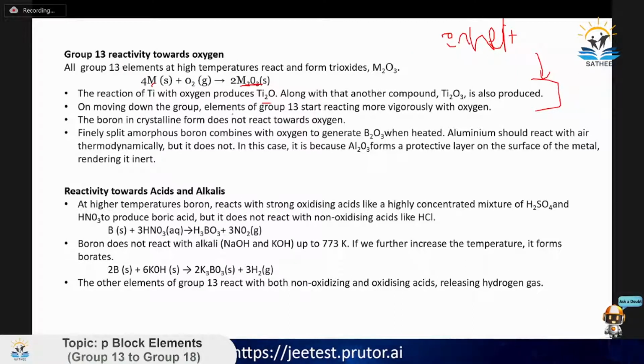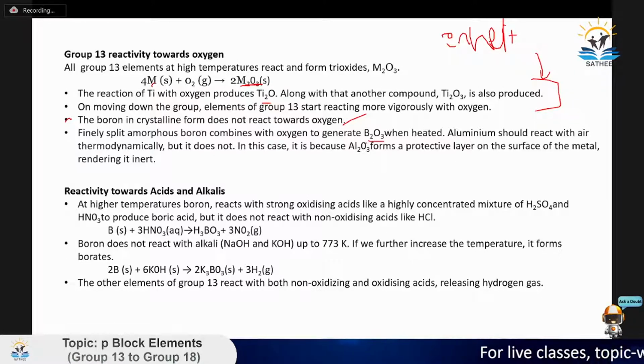Similarly, as we move down the group, elements of group 13 start reacting more vigorously with oxygen. Boron in crystalline form does not react with oxygen. This is an important point. And finely divided amorphous boron combines with oxygen to generate B2O3. This is an important compound of boron.